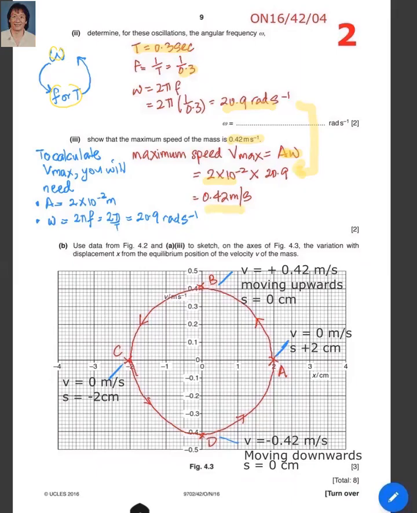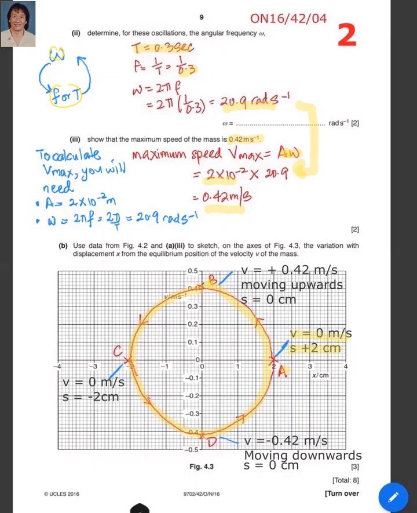Use data from figure 4.2 and part 3 to sketch on the axes in figure 4.3 the variation with displacement x from the equilibrium position of the velocity v of the mass. The graph is this one. You need to know that at A, the velocity is 0, but the displacement is maximum, amplitude maximum at 2 centimeters.